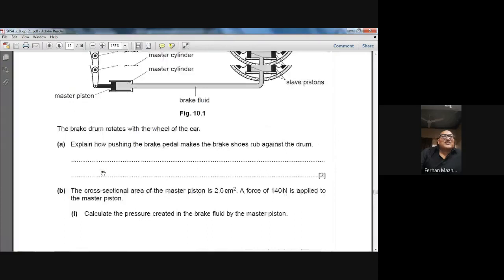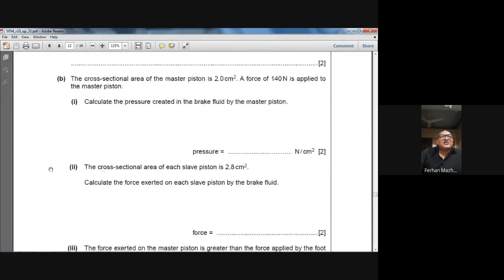Okay. The next part is: the cross-sectional area of the master piston is 2 centimeters square. A force of 140 Newton is applied to the master piston. Calculate the pressure exerted in the brake fluid by the master piston. I know the area of the master piston, and we know the force applied on it, so we can calculate the pressure. Pressure is force divided by area, and the answer we want is in Newton per centimeter square.